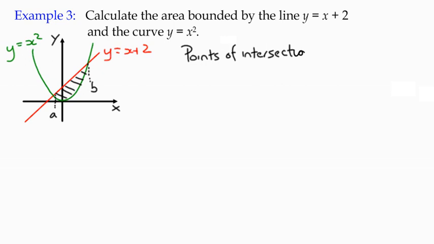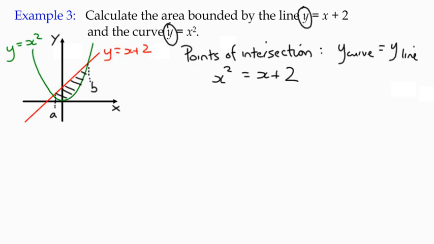We find the points of intersection because at those points, the y value of the curve is equal to the y value of the line. In other words, we can just make the two equations equal to each other. So if the y terms have to be the same at those points, then we can say therefore that x squared is equal to x plus 2.